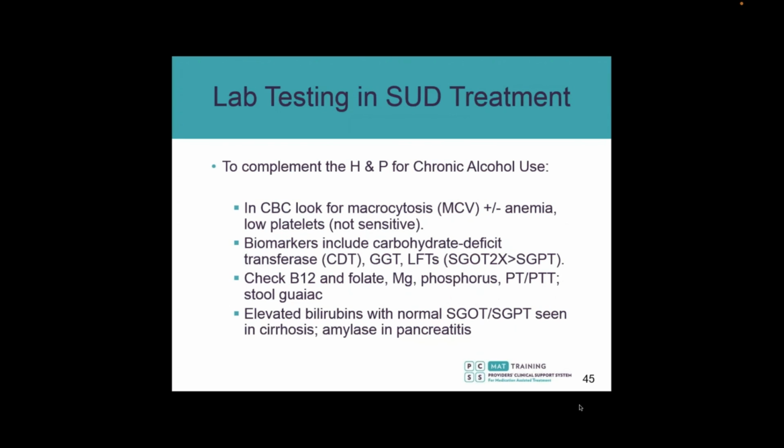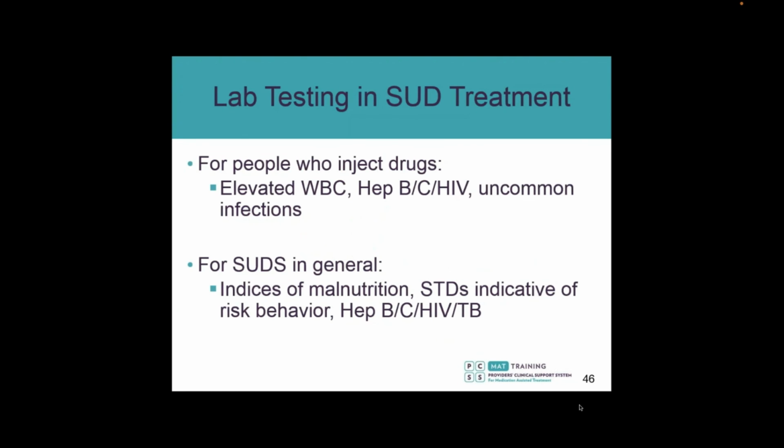You can check for B12 and folate, magnesium, phosphorus, bleeding times such as PT-PTT because vitamin K may be low, or stool guaiac. And then importantly, elevated bilirubins. If you not only have a transaminitis, but bilirubins are now elevating, you're maybe heading for cirrhosis. Elevated bilirubins with a normal SGOT and PT may be seen if the liver is burning out and it can't produce many transaminases anymore. But of course, you're still going to have the bilirubin load. And you can examine amylase in pancreatitis.